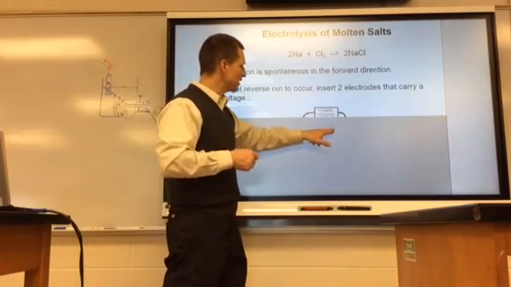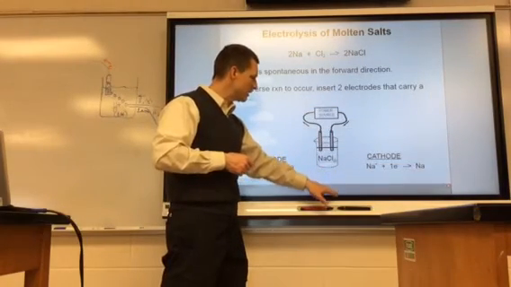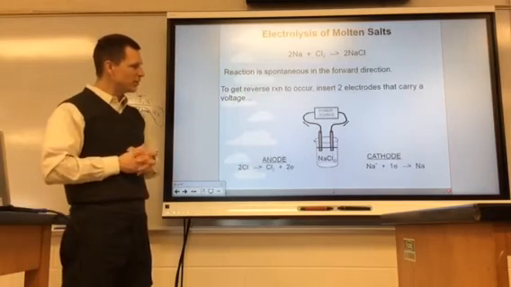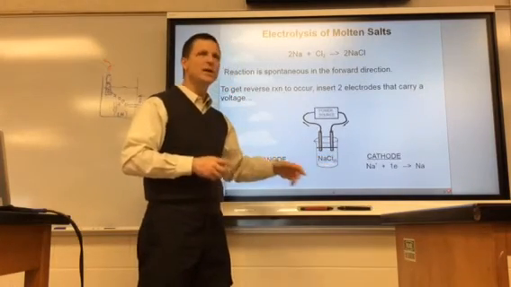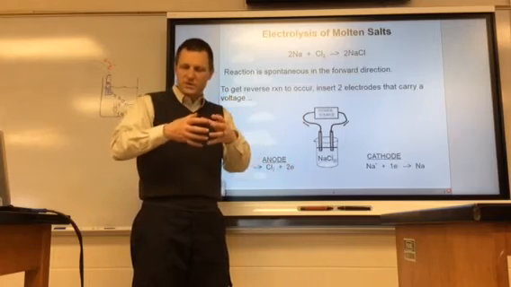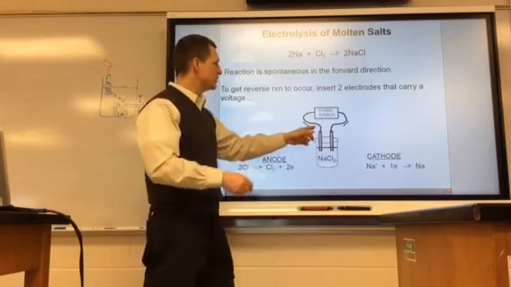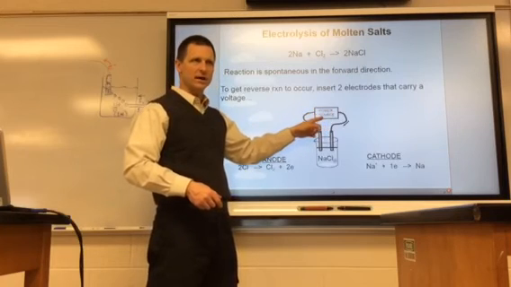And the cell would look like this. This would be the electrolytic cell in molten sodium chloride. So notice the sodium chloride is the liquid. There's only one beaker. We got melted sodium chloride in one beaker, and you put the two electrodes in there. And then the two electrodes are connected to this power supply.